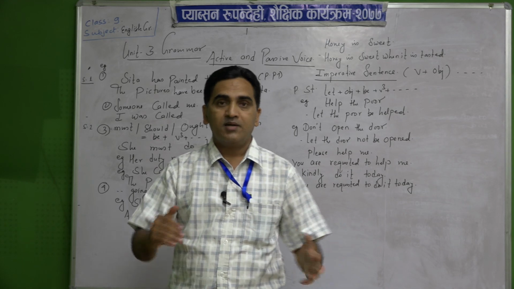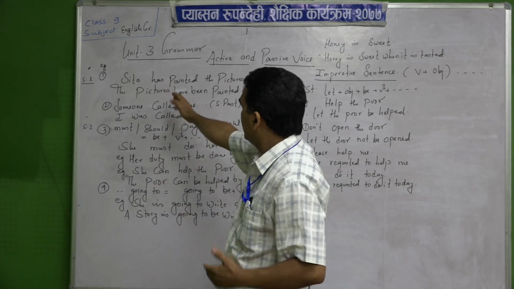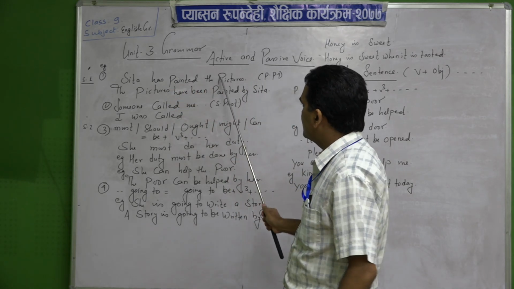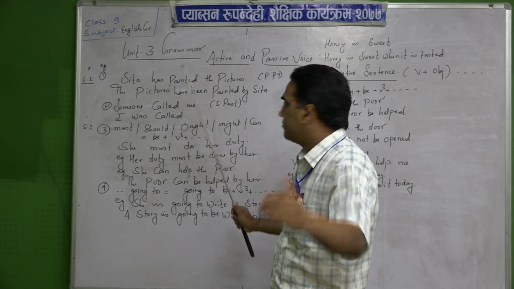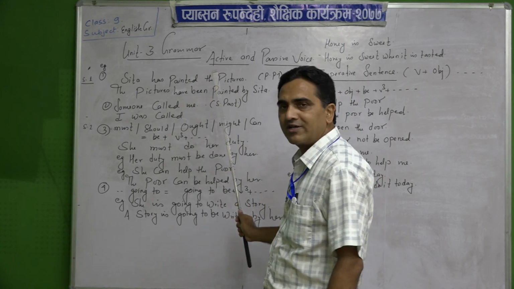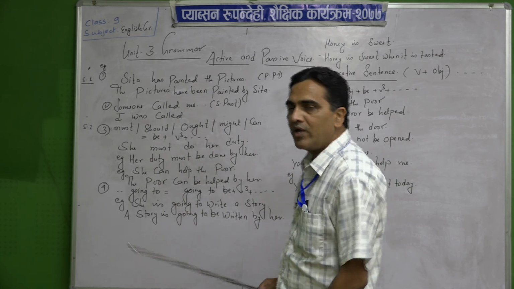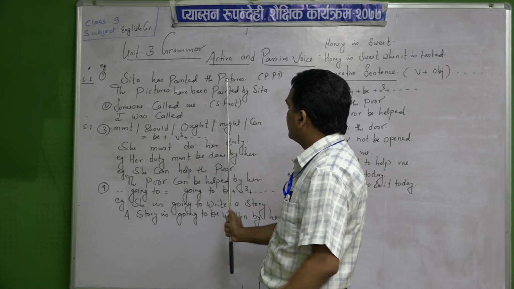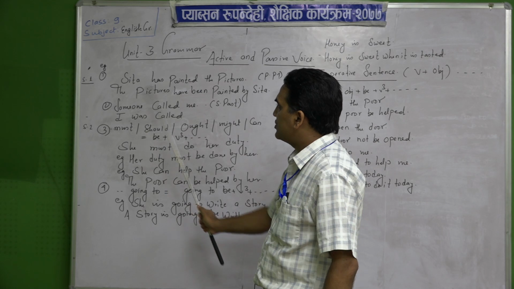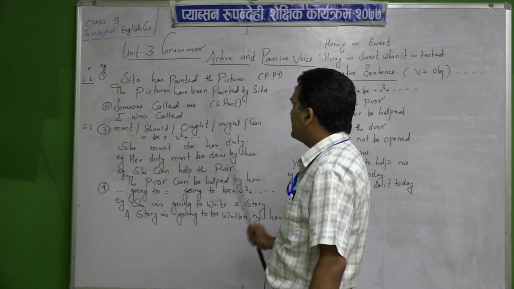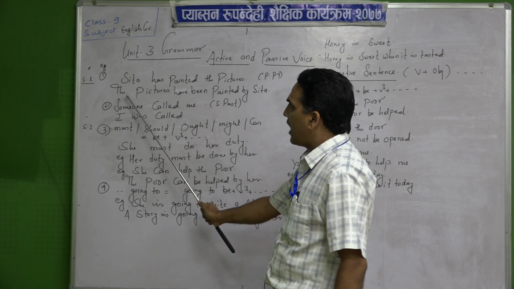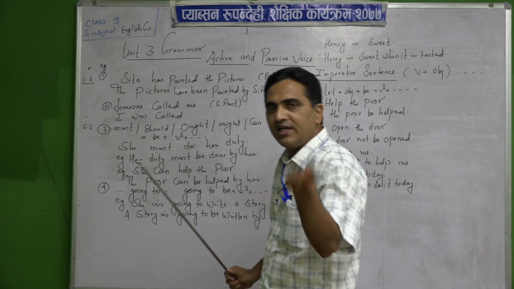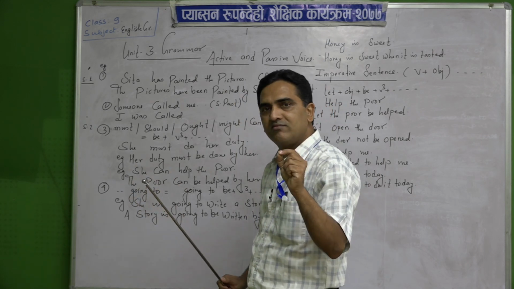Now you see here, Sita has painted the pictures. Look here, has plus V3, it is present perfect tense. So what do we have to use while changing present perfect into passive? First of all, we have to interchange the subject and object. The pictures have been painted by Sita. The picture is the object here, and now it is the subject.